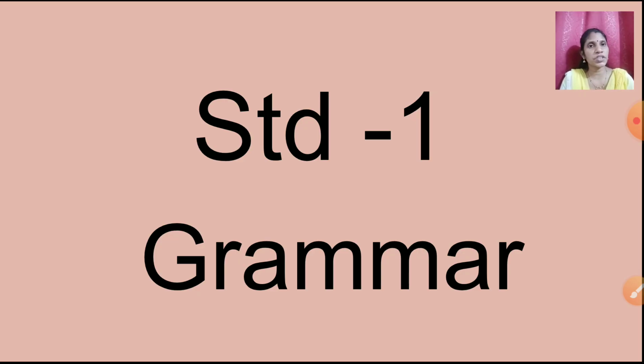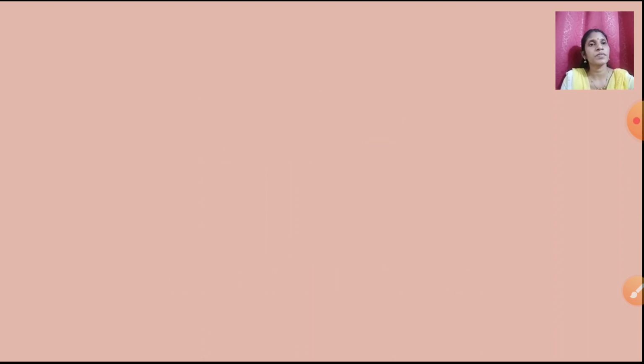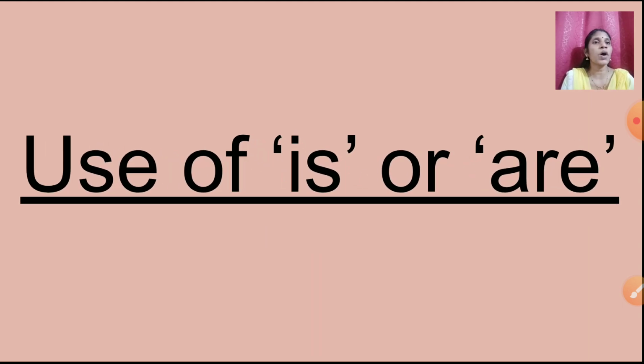In the earlier session, I had taught you what is a describing word and how you are supposed to find the describing word. Okay? Now today we are going to start with the new topic. Our today's topic is use of is or are. So today I am going to teach you where you are supposed to use is and where you are supposed to use are. Okay? So let's begin now.